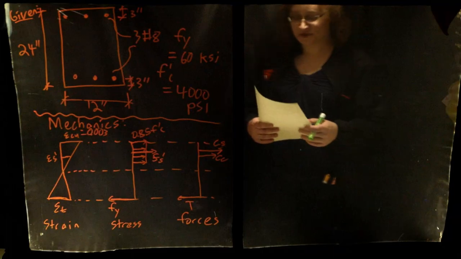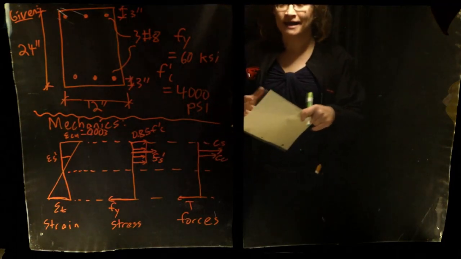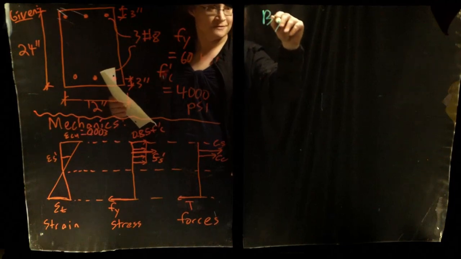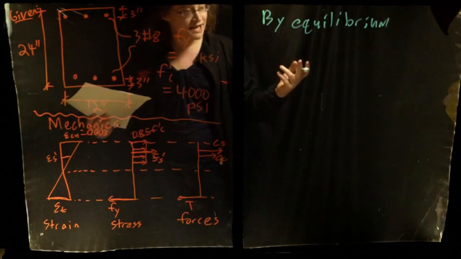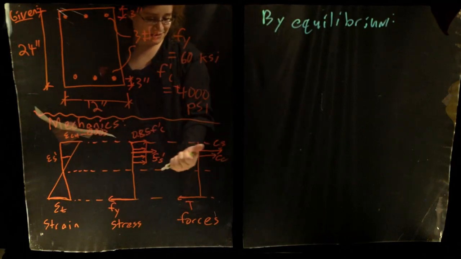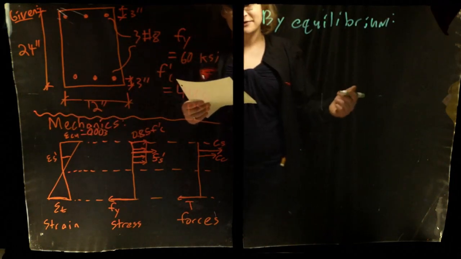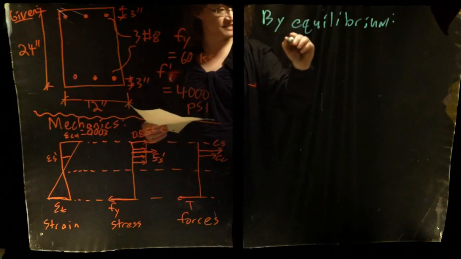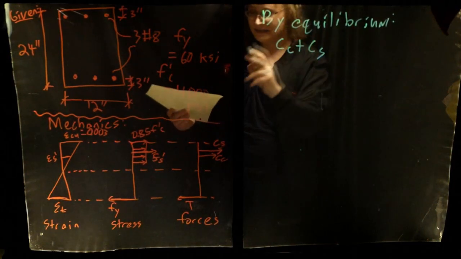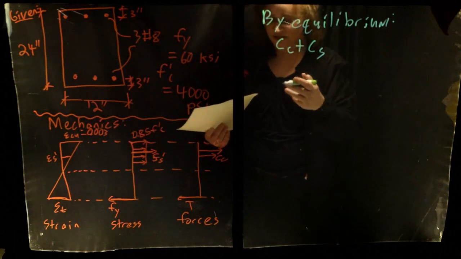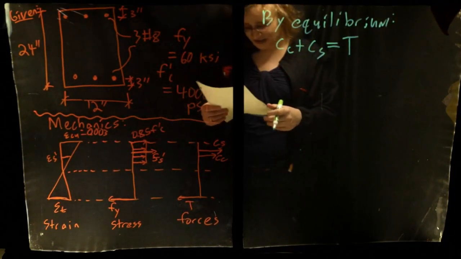So I want to further consider what is so tricky about solving for the moment capacity with compression reinforcement. By simple equilibrium, I must be able to sum forces in the x direction and get a total force of zero. Let's think about what kind of forces we have here. I have my compression forces pointing to the right and my tension force pulling to the left. So by a simple sum of forces in the x direction, C sub C plus C sub S, where C sub C is the compression force in the concrete and C sub S is the compression force in the compression steel, must be equal to our tension force T. That doesn't look too bad.